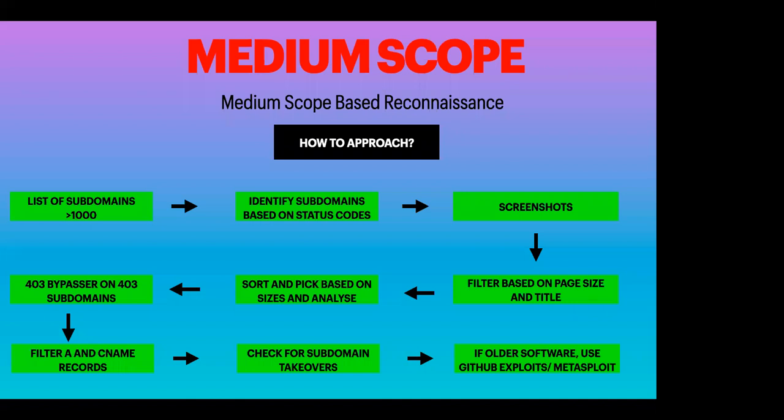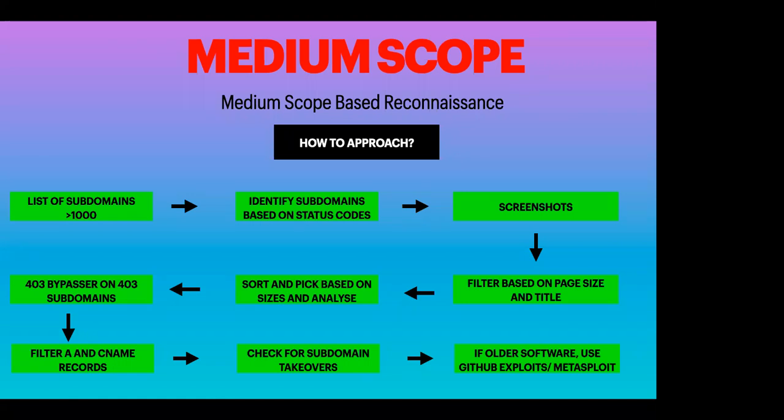Others which do not have a large page size can be looked at later on, because those would possibly be dead subdomains or subdomains which are not running anything, static ones. So this is a very cool trick that you can do after screenshotting. Sort based on page size and pick the ones with large page sizes, because they are running something over there that you can approach and find quick vulnerabilities in.